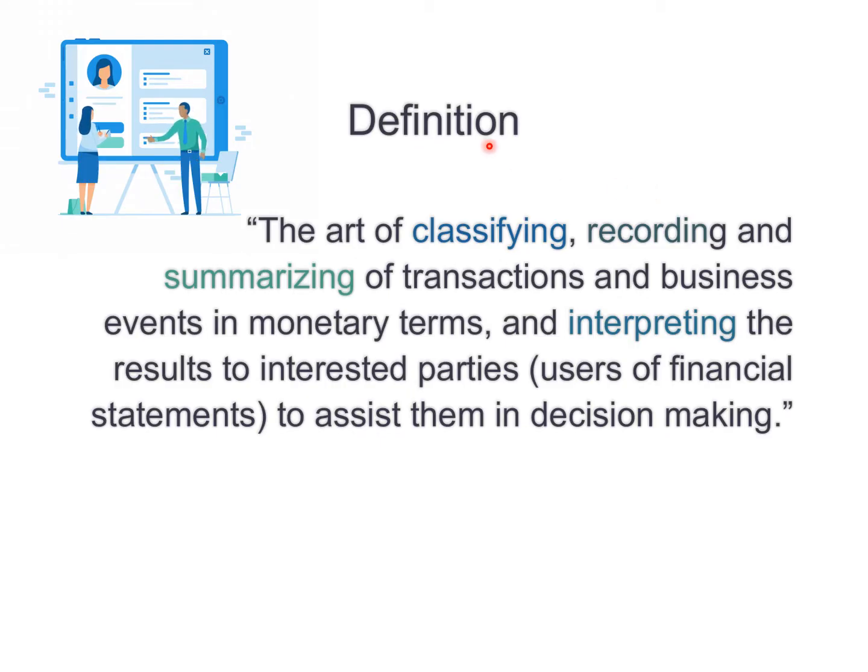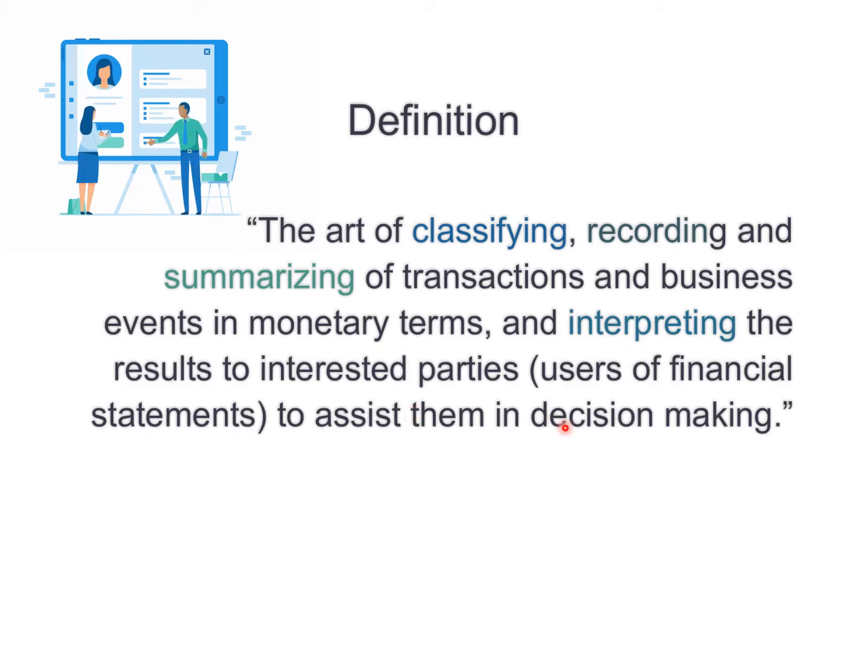Right, this is the definition of accounting. So, accounting adalah satu art of classifying, recording, summarizing of the transaction and the business event in monetary term. Dia mesti dalam bentuk duit. Okay, bentuk dollar. Okay, dia mesti dalam bentuk wang. Right, and then all those yang kita dah classify, record and summarize tu, kita akan interpret dia untuk bagi kepada interested parties, which is the user of financial statement. Kenapa? Sebab kita nak help them in making decision.